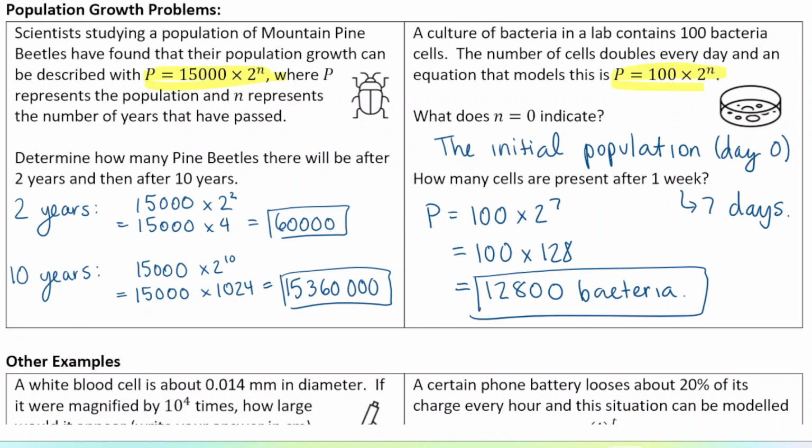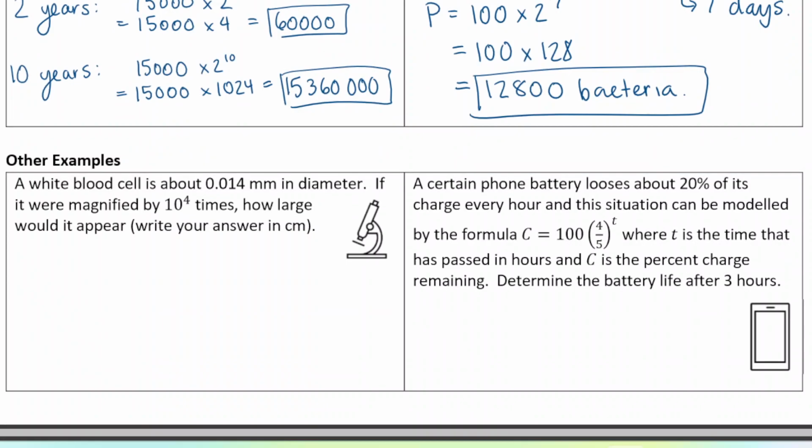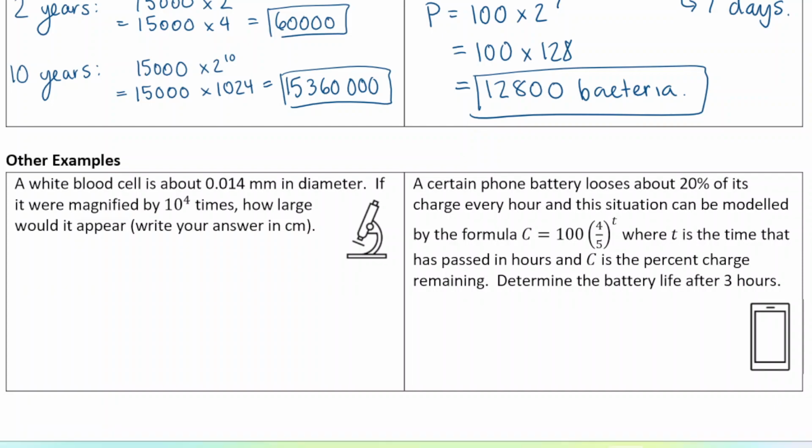Okay, let's look at a couple of other examples now. A white blood cell is about 0.014 millimeters in diameter. If it were magnified by 10 to the power 4 times, so this is how you'll often see magnification written as a power when you're looking at microscopes. How large will it appear in centimeters?